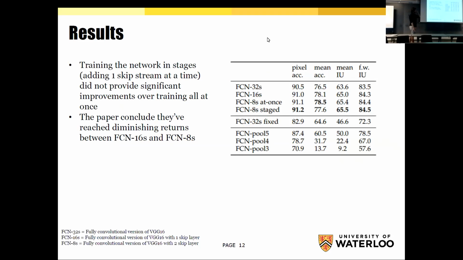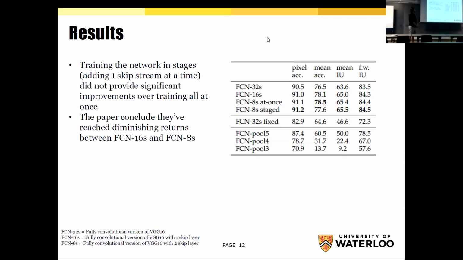So the actual results. First, they tested no skip layer, one skip layer, and two skip layers, which is the 32, 16, and 8 respectively. You can see that as they added skip layers, performance improved, with only a marginal improvement between one skip layer and two, which is the 16 and the 8. At that point, they called it diminishing returns and decided not to add any more skip layers. So that's the first thing they tested, to get to the two skip layers.